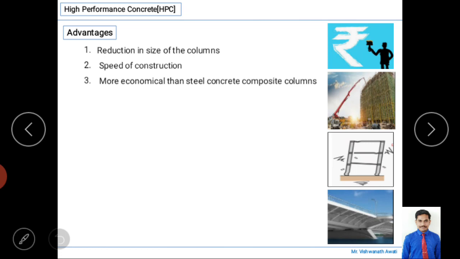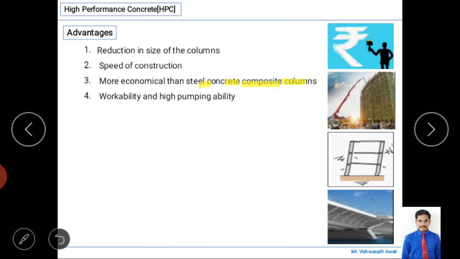Then, more economical than steel concrete composite columns. Here you first have to understand what is meant by steel concrete composite columns. Two materials are used to prepare the column. We know what a column is: it is a vertical member of the building which carries the load, dead load as well as live load. But here it is made up of both materials, concrete as well as steel. That is why it is called a composite column. So this is more economical than a steel concrete composite column.